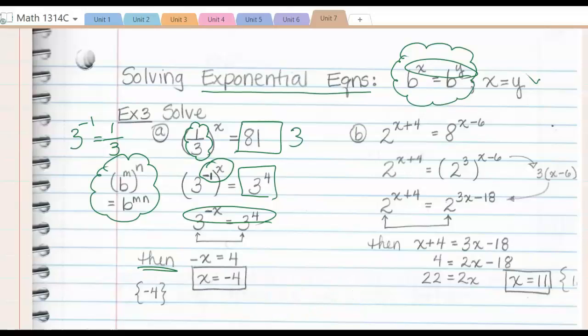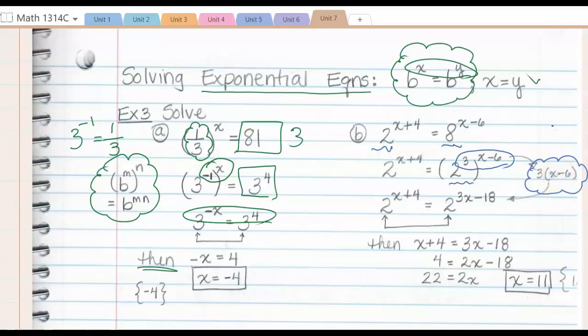Now let's talk about part B. Notice I have 2 over here, and over here I have an 8, but we do know that 2 cubed is 8, and so that's where I'm changing this guy right here. And now that we have almost the same bases, remember I have a power to a power, so I need to multiply them.